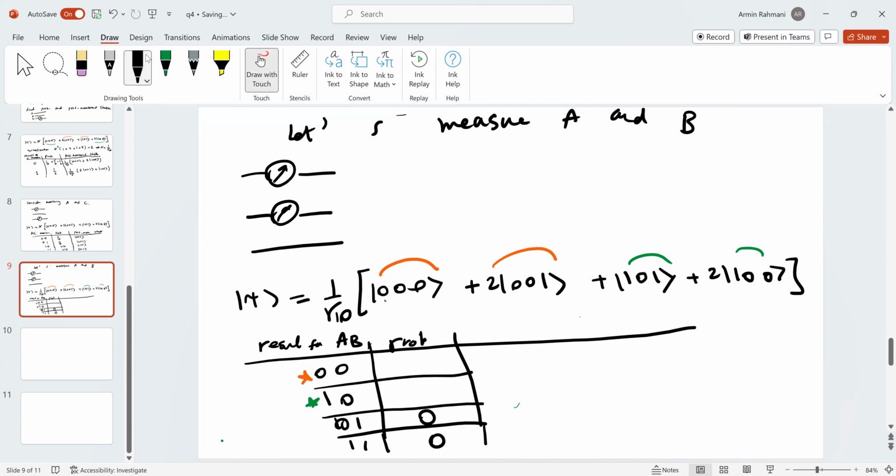So the probability again for 0, 0 is going to be 1/10 plus 2 squared, which is 4 over 10, 5/10, 1/2 again. Similarly for this, I'm getting 1/2. Post measurement state. Here, there's nothing.